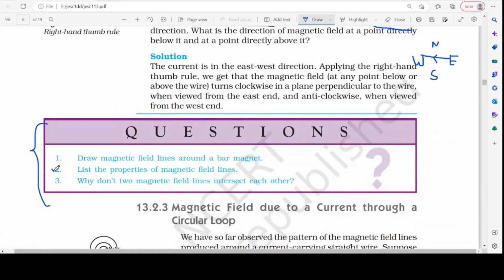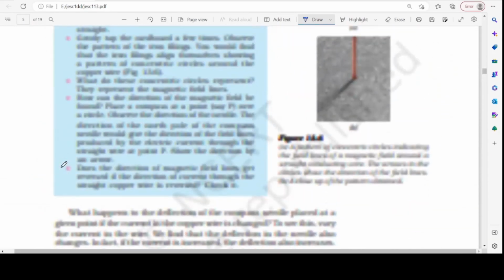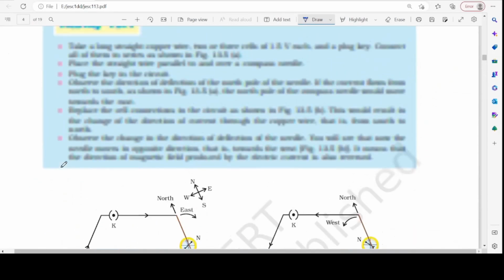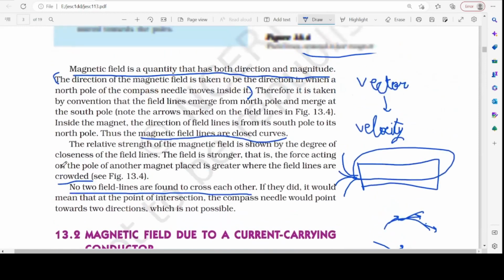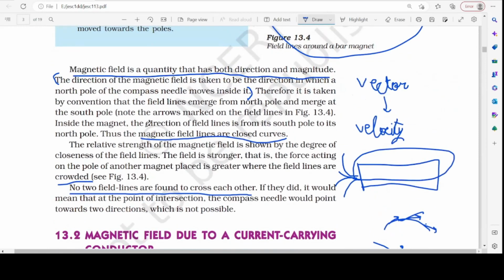List properties of magnetic field lines. We have also done this. So how to list properties of magnetic field lines? First, magnetic field lines are closed curves. Second, no two magnetic field lines can intersect each other. Third, where the magnetic field is stronger, over there magnetic field lines are crowded. This is your third point.